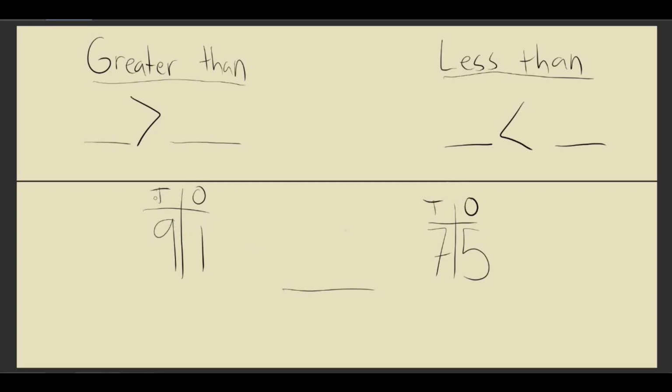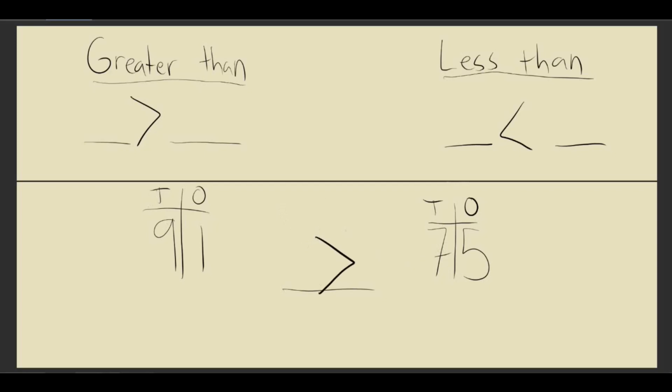Let's look. In my first number, 91, I have a 9 in the tens place. That means that there are 9 tens in the tens place. In my second number, I have 75. There's a 7 in the tens place. That means there are 7 tens in 75. Now, let's compare. 9 is greater than 7. So 9 tens is greater than 7 tens. I'm going to use the greater than symbol.